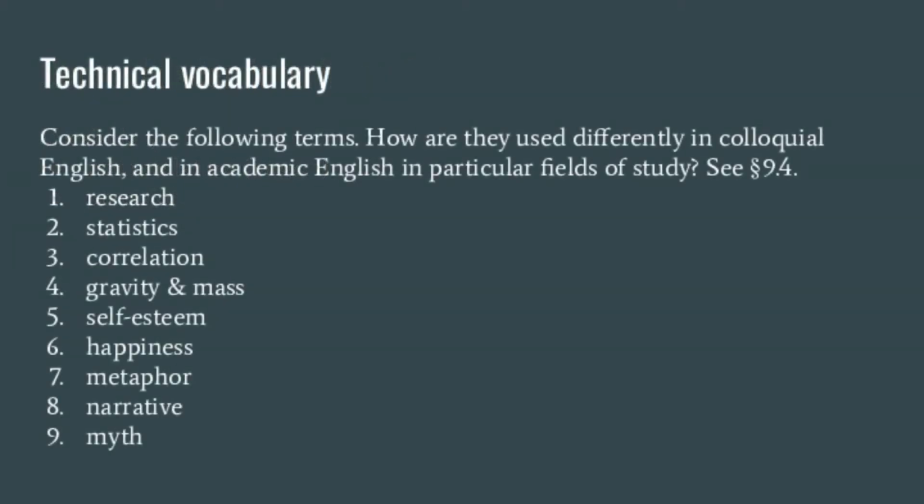So please refer to section 9.4 in the book, and there are some words for you to discuss, or I'll put them on the screen for you here. I want you to think about these and discuss with each other. What do these words mean in general English, and what do they mean in particular academic fields? Because they have different meanings in general English versus academic English.